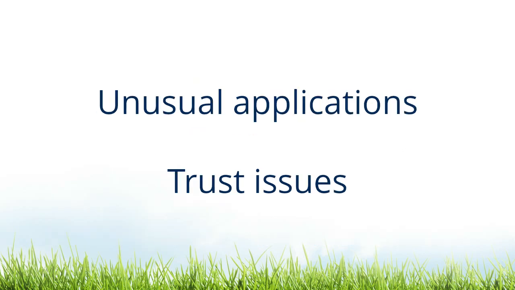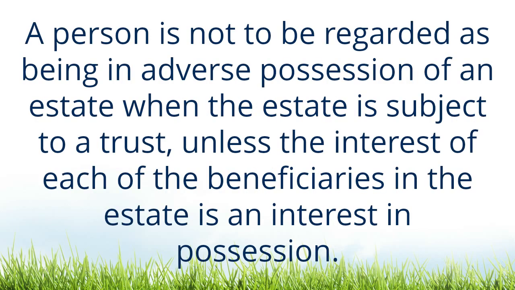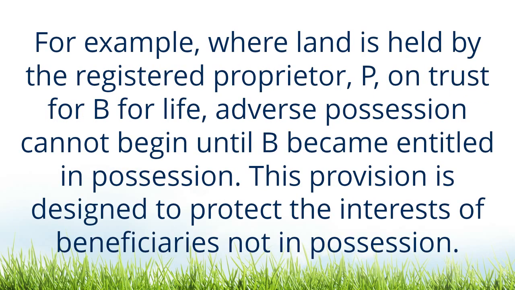Unusual applications, trust issues. A person is not to be regarded as being in adverse possession of an estate when the estate is subject to a trust, unless the interest of each of the beneficiaries in the estate is an interest in possession. For example, where land is held by the registered proprietor, P, on trust for B for life, adverse possession cannot begin until B became entitled in possession. This provision is designed to protect the interests of beneficiaries not in possession.